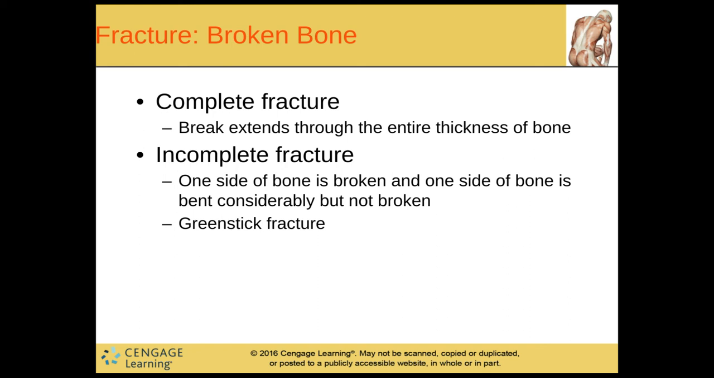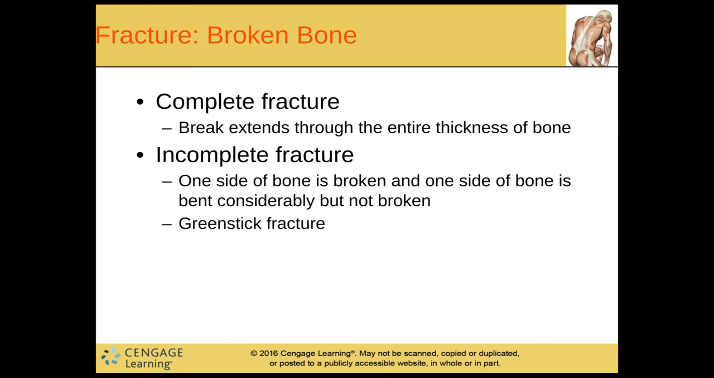And then we have a complete fracture, which is where the break extends through the entire thickness of the bone. Sometimes a simple fracture will just kind of break the bone or fracture the bone, right? But this is a complete one, like it broke the bone in two, basically. And then we have an incomplete fracture, which is one side of the bone is broken and one side of the bone is bent considerably, but not broken. So a greenstick fracture.